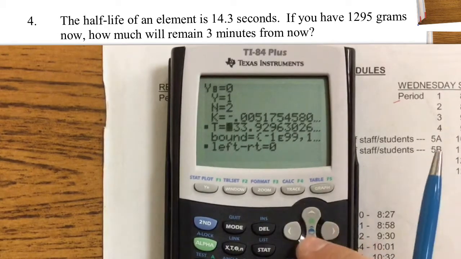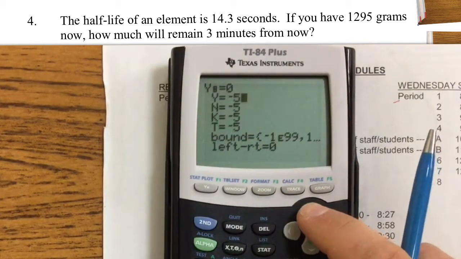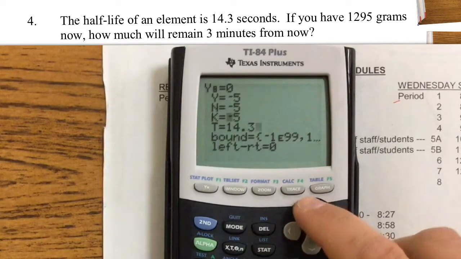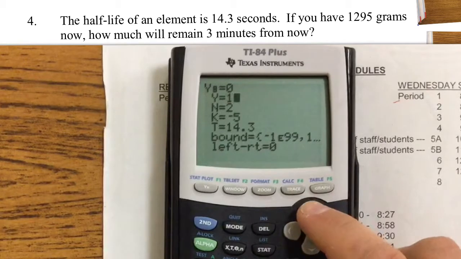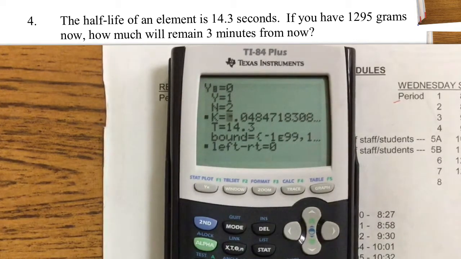Okay, so again, if you get confused about what numbers were there from the last problem and this one, just change all those again to some value other than 0. The half-life of an element is 14.3 seconds. 14.3 is the time it takes 2 grams to turn into 1, since it said it was half-life. First of all, we got to solve for the K. Once you have 3 of the 4 pieces of information, we want to establish K. If you have 1,295 grams now, how much will remain 3 minutes from now?